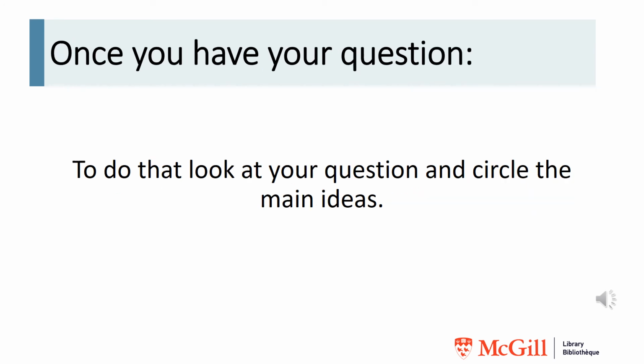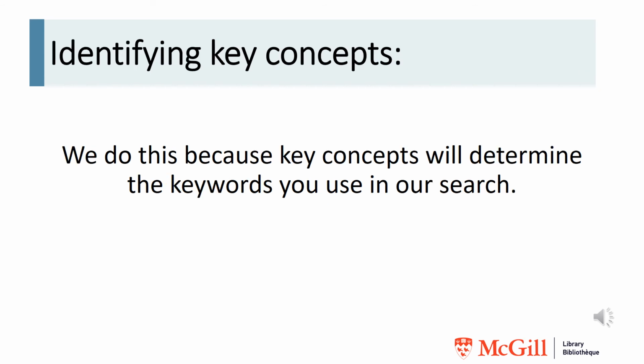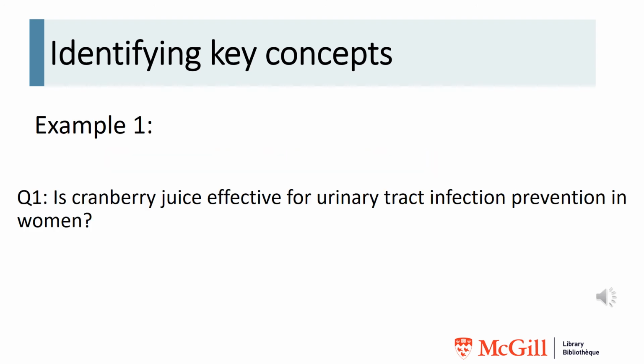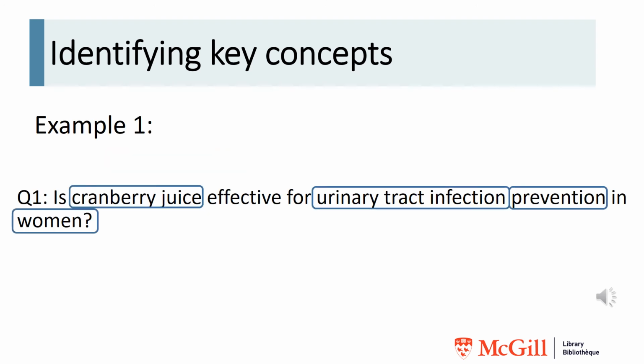To do that, all you have to do is look at your question and circle the main ideas. We do this because key concepts will determine the keywords that we end up using in our search. So for this example question, is cranberry juice effective for urinary tract infection prevention in women? The main concepts or ideas are cranberry juice, UTI, prevention, and women.